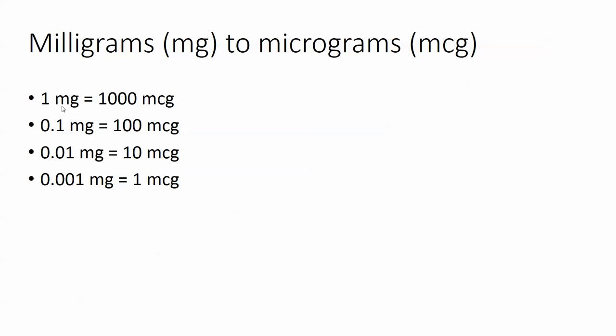Now we're going to look at milligrams to micrograms. 1 milligram equals 1,000 micrograms. And we're going to do the same thing. If I want to know how many micrograms are in 0.1 milligram, I'm going to take the decimal point and move it over 1. 0.1 milligrams equals 100 micrograms. 0.01 milligrams equals 10 micrograms. And 0.001 milligrams equals 1 microgram.